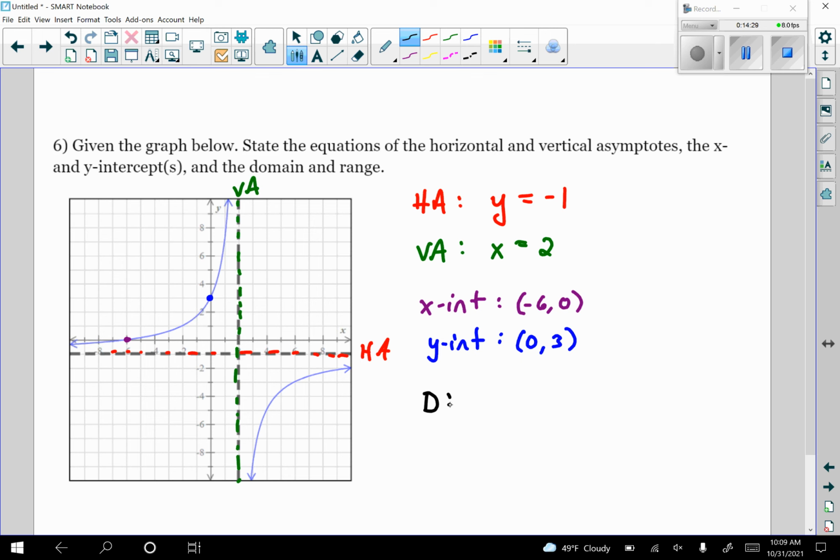The domain is all the x values, so if we have to skip over any, we exclude it. So if we're coming from left to right, we have to jump over x equals 2. So our domain is going to be -infinity to 2, union with 2 to infinity. And the range, how far down to how far up, so we just have to jump over the -1. So this is -infinity to -1, union with -1 to infinity.